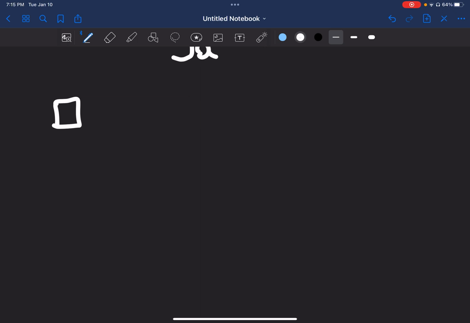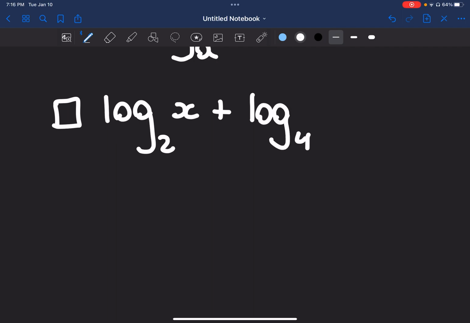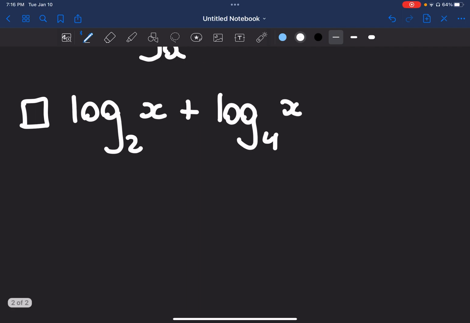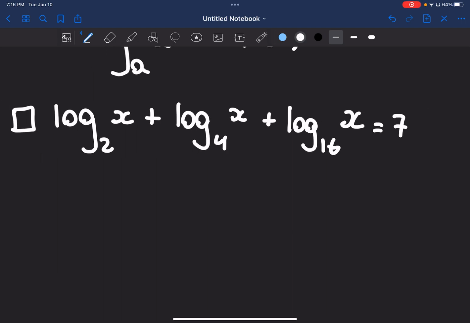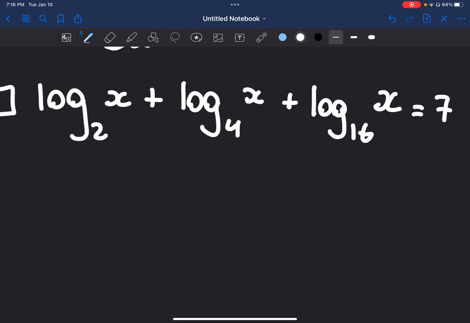So let's go. Let's say you have to solve the equation log base 2 of x plus log base 4 of x plus log base 16 of x, and we say that's equal to 7. Now, first of all, what do you realize? First thing you should realize is we're using plus. Now, what did I say earlier about plus? That means that we can multiply them all.